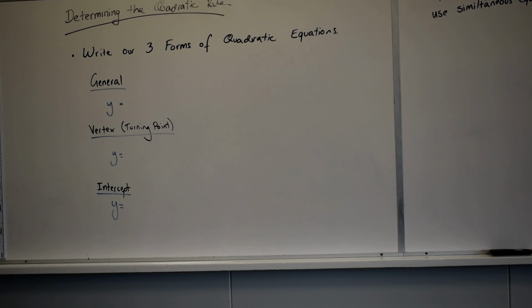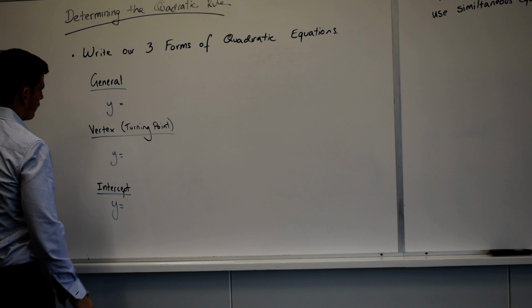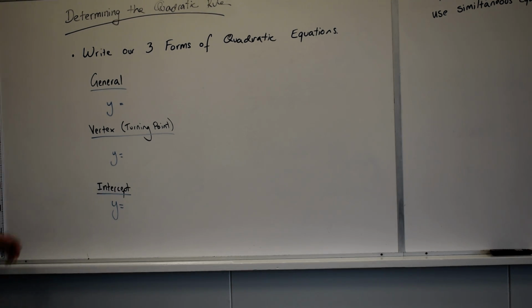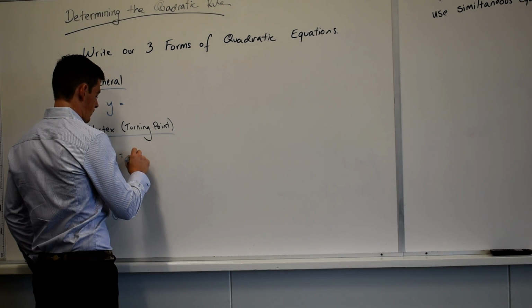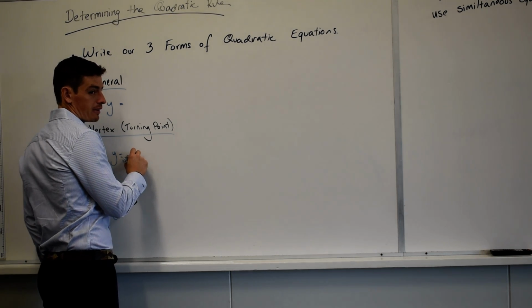Alright, three forms of quadratic equations. What's one of these forms? Give me one of the forms, thanks. Zay, give me one of these forms. Vertex is? Y equals? I forget the letters. Probably shouldn't have picked that one then, hey?